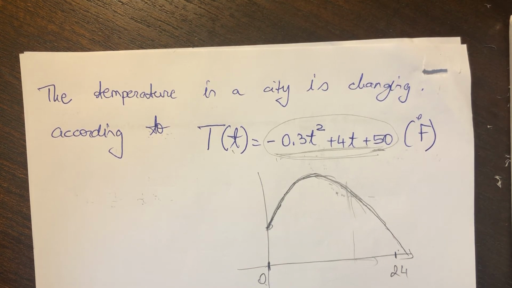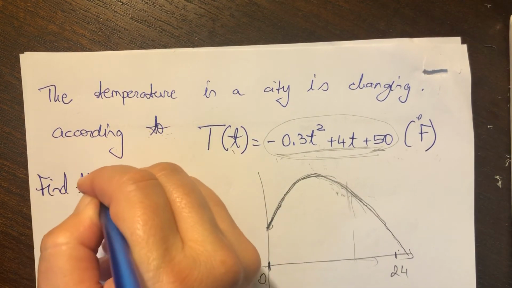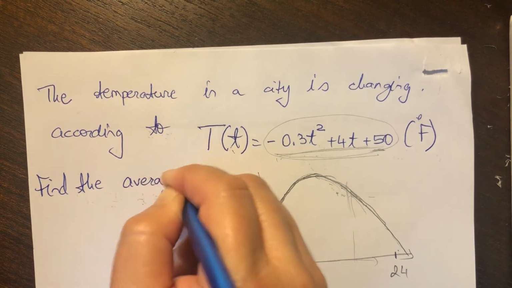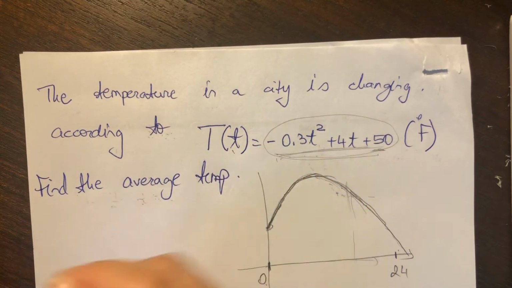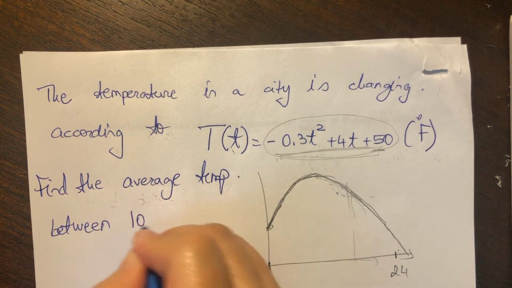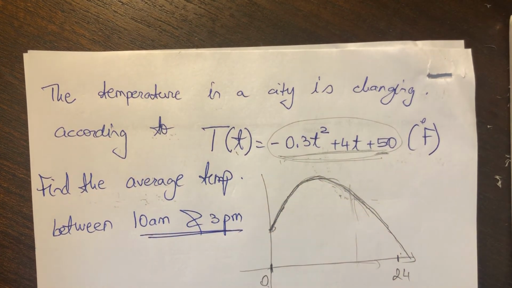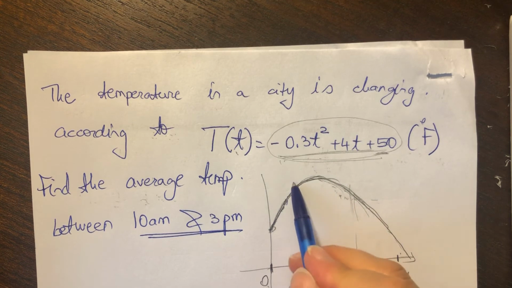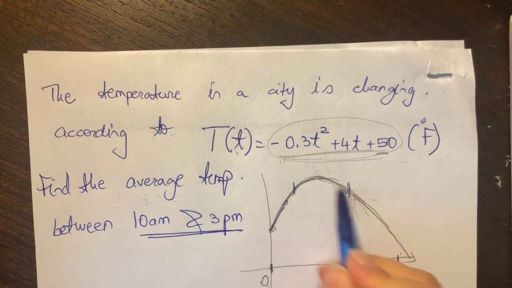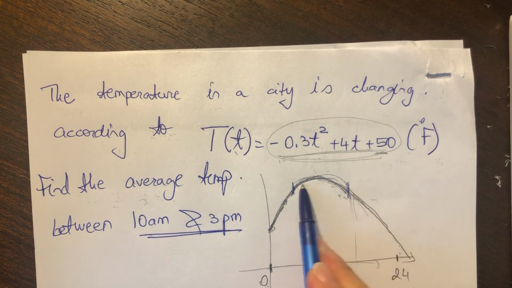Okay, so all we want to do is find the average temperature between the hours of 10 a.m. and 3 p.m. Well, that's nice. So we want the average between certain times of the day only. And sure enough, there are infinitely many readings between 10 a.m. and 3 p.m. We just want to find the average of that, whatever that might be.